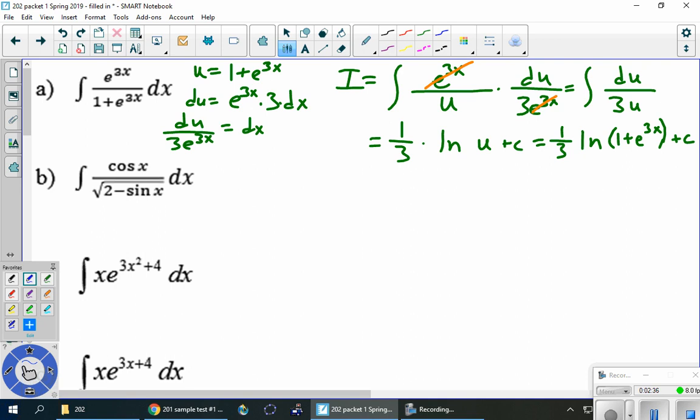Okay, part B. Integral cosine of x over the square root of 2 minus sine of x dx. Again, my first impression, I see a fraction where the bottom is much more complicated, so maybe I can let u equal the entire denominator. And if I let u equal the square root, then we're going to have to change that to 2 minus sine x all in parentheses to the 1/2 power.